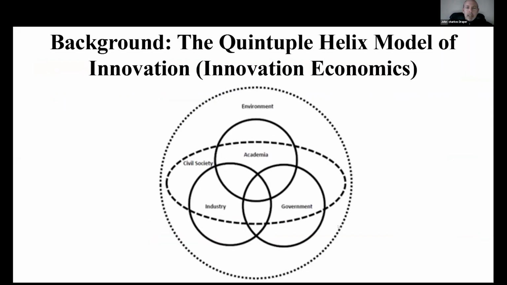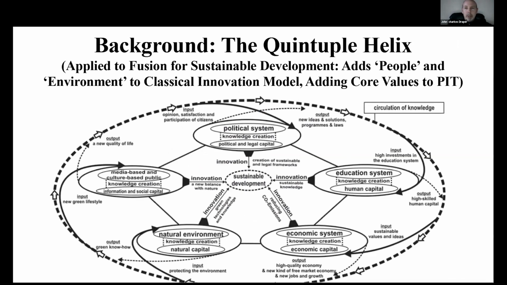So let's see. Okay, so some background is that this is born out of the quintuple helix model of innovation, which comes from the branch of economics called innovation economics, which specializes in innovation, and fusion certainly is an innovation. There's various spheres involved, 5 of them in total, 3 traditional ones of academia, industry, and government, added to by civil society and the media, and after that, the environment.